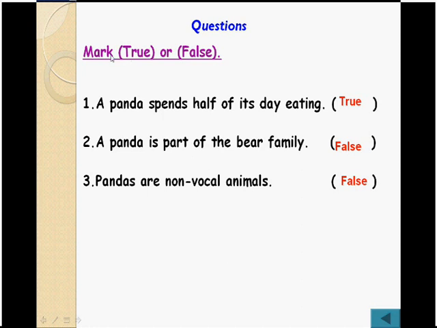Okay, so again, the first type of question is mark true or false, as we said. And in order to answer such a question, you just look at the keywords in the sentence itself, go to the text and scan it and find true or false.